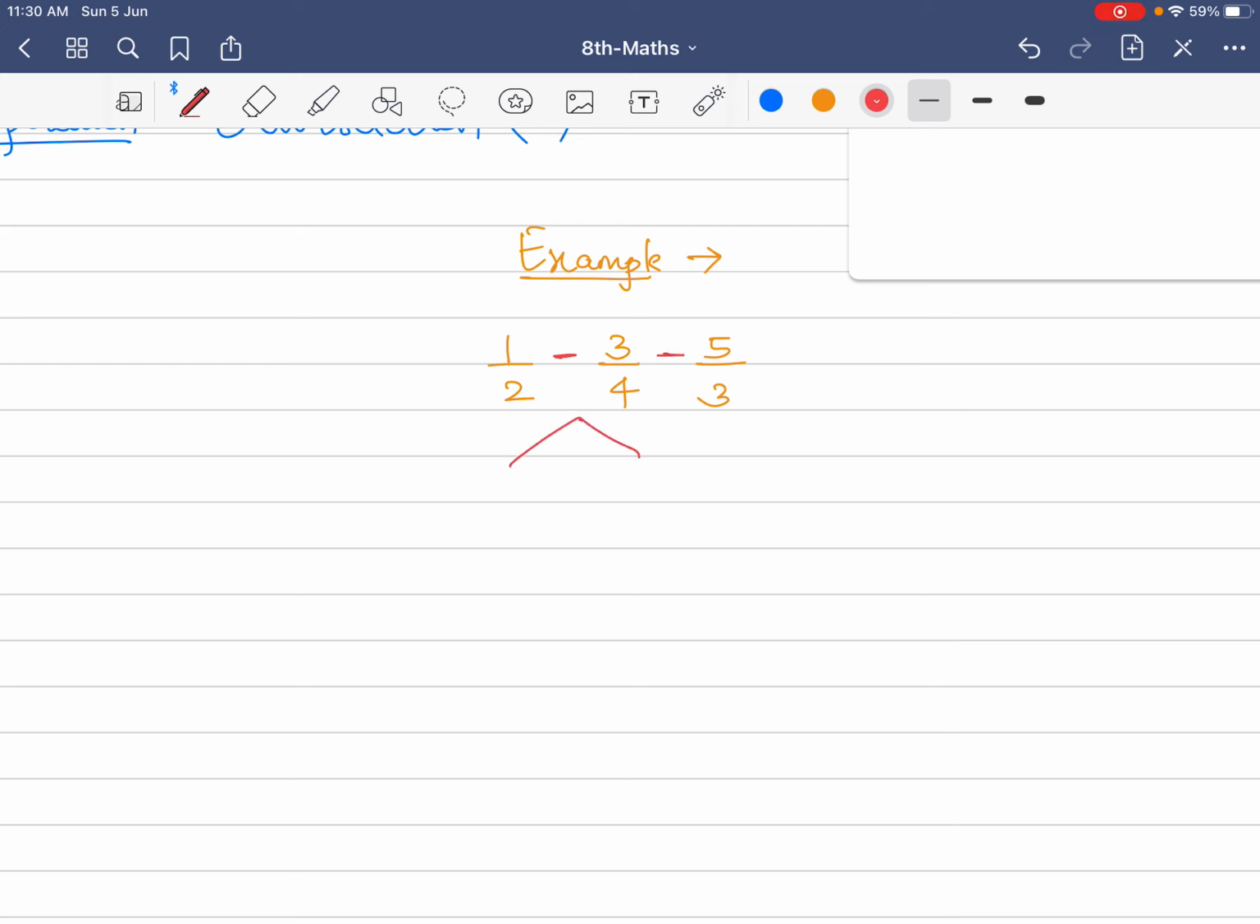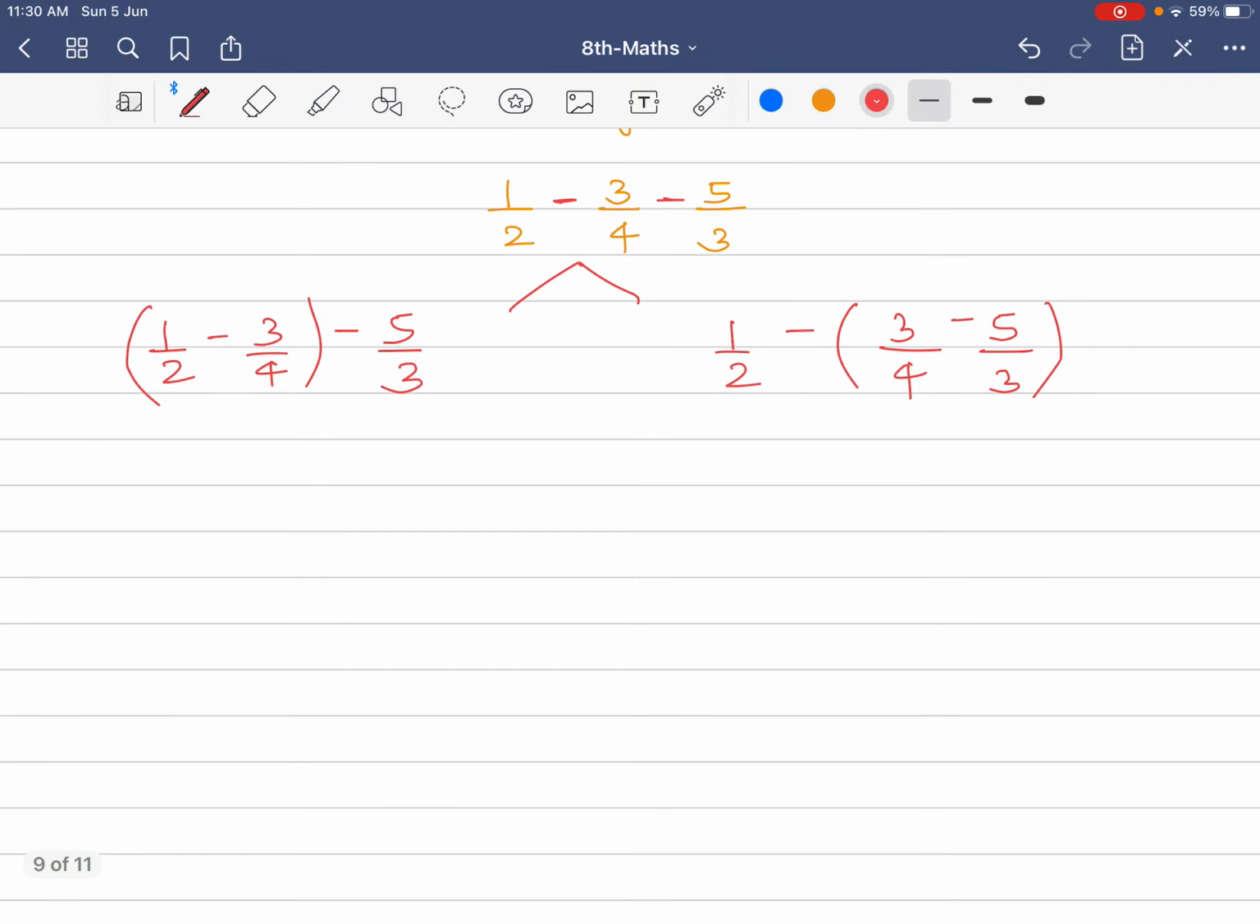Now once again, there are two ways to do it. One is I will do 1 by 2 minus 3 by 4 first, so I'm going to club them, and then I'm going to do minus 5 by 3. The other one is 1 by 2 minus, where I club the second and third rational number, 3 by 4 minus 5 by 3. Let's quickly do them.